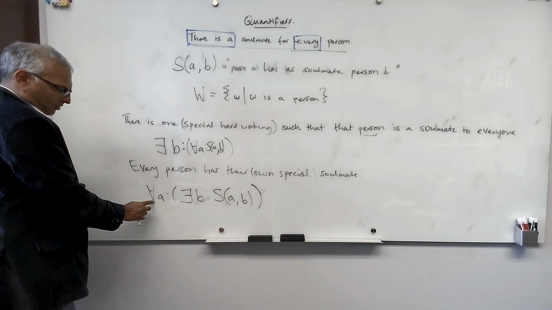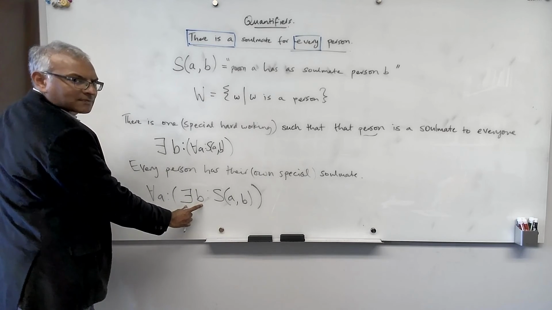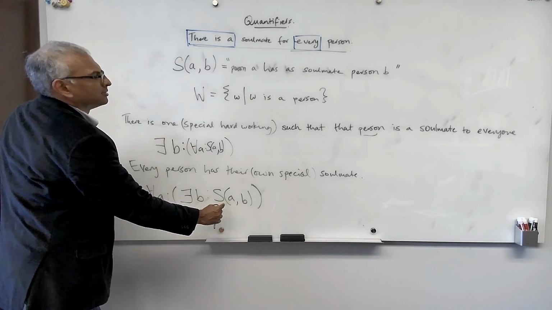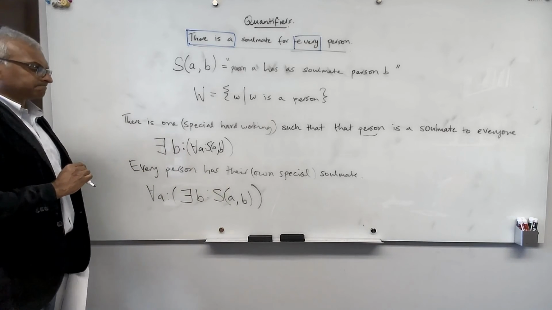Okay, so let me read it. For all people A, so each person A, there exists a B such that B is a soulmate. Person A has as soulmate person B. B is a soulmate of A. Okay.